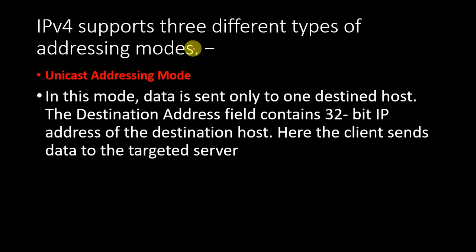IPv4 supports three different types of addressing modes. In IPv4, we have to discuss three types of addressing mode. The first addressing mode is unicast addressing mode. In this unicast addressing mode, the data can be sent to only one destined host, and the destination address field consists of the 32-bit IP address of the destination host. Here the client sends data to the targeted server.